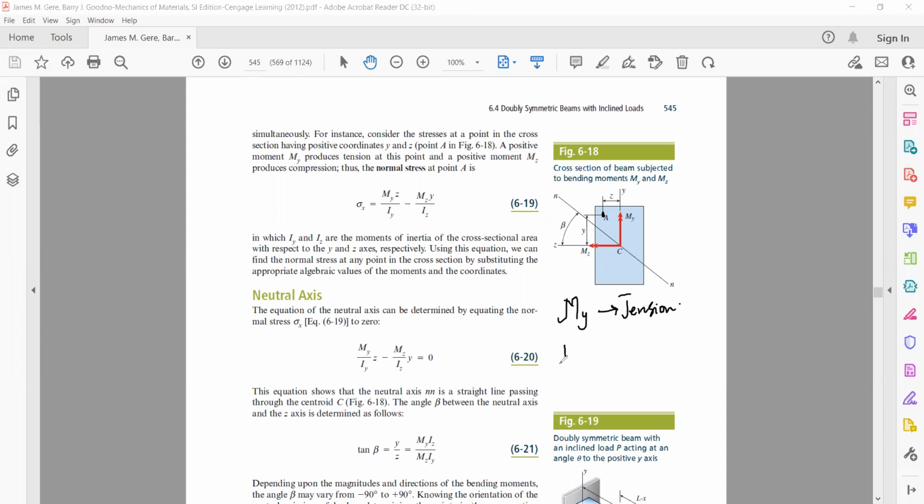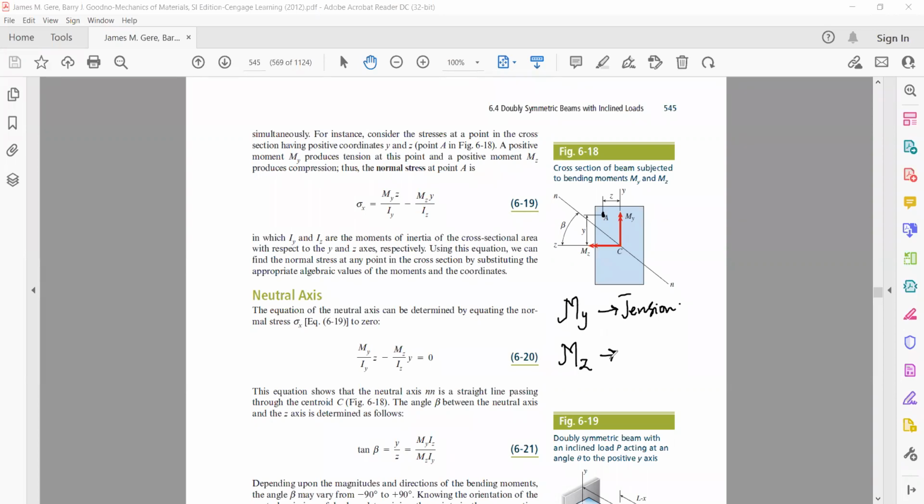Now tell me about Mz. What is this Mz trying to do? Again, the same point A. Now, what is the direction of your moment? It's like this. So moment will be acting in which direction? So this is in this direction. Curl your fingers. So what is happening? It's going like this. So what will happen to the point A?